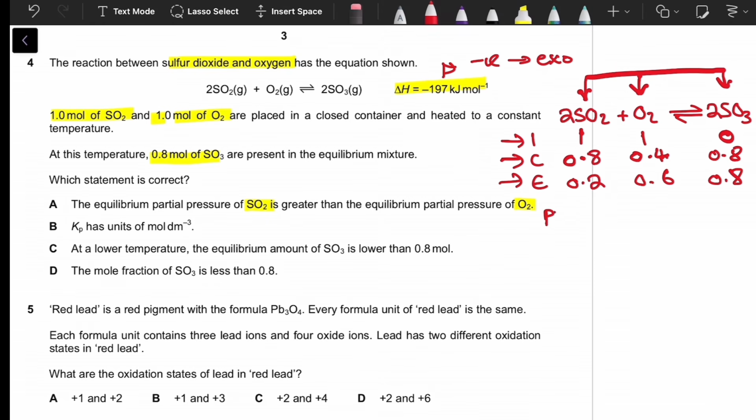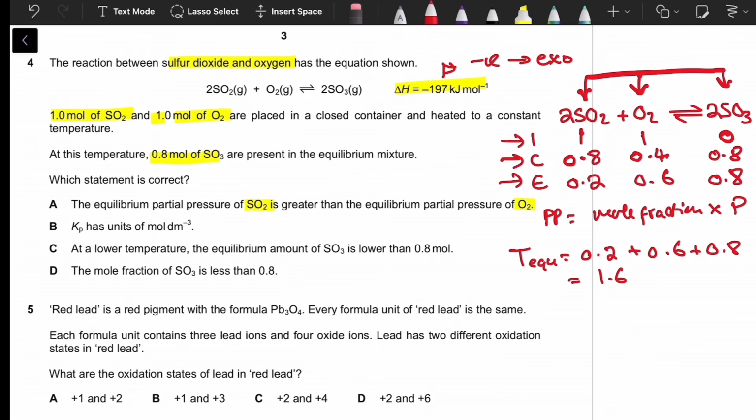So our partial pressures are equal to our mole fractions times our total pressure. To find the mole fractions of each, we need to find the total number of moles at equilibrium, which is equal to 0.2 plus 0.6 plus 0.8, which will give us 1.6 moles. Therefore, at equilibrium, our mole fractions for sulfur dioxide would be 0.2 over 1.6. For oxygen, it would be 0.6 over 1.6. And for sulfur trioxide, it would be 0.8 over 1.6.